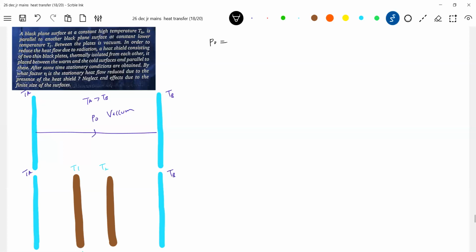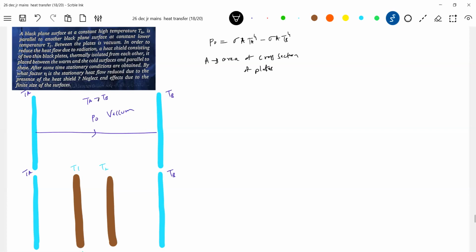P naught is equal to, according to Stefan's law, sigma A TA to the power of 4 minus sigma A TB to the power of 4. Since TA is greater than TB, let A be the area of cross section. So what is capital A? Area of cross section of the plates.